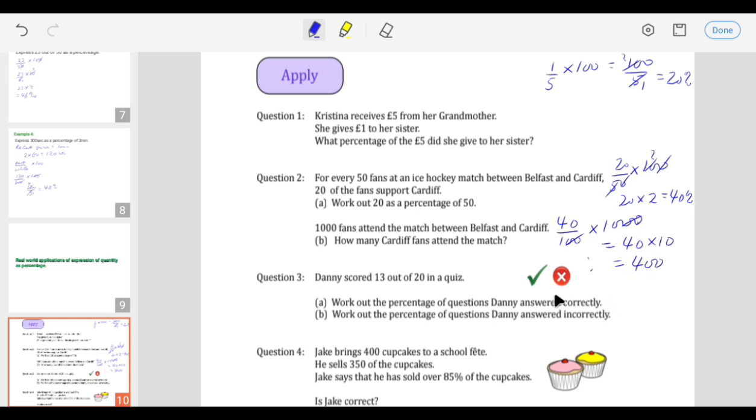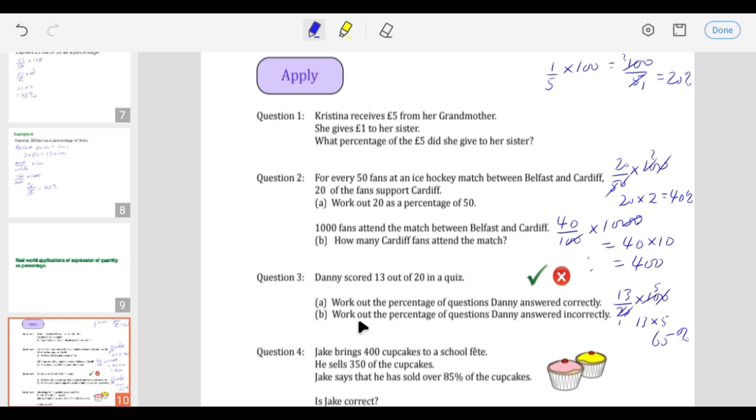Now the third question says Danny scored 13 out of 20 in a quiz. Work out the percentage of questions Danny answered correctly. So the part is 13 and the whole mark is 20, we multiply by 100. We reduce this. 20 here is 5, 100 here is 1. So all we need to do is say 13 times 5. This will be what? 15, 65. Therefore, Danny answered 65% of the questions correctly.